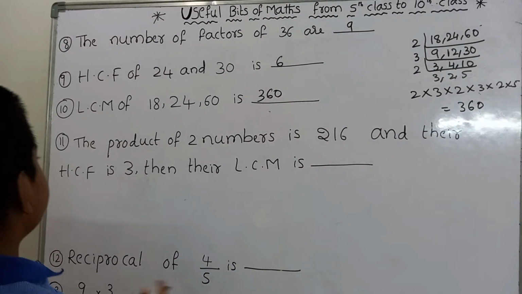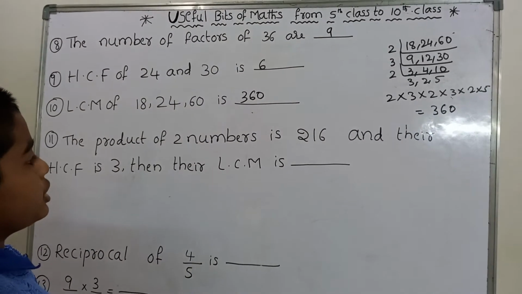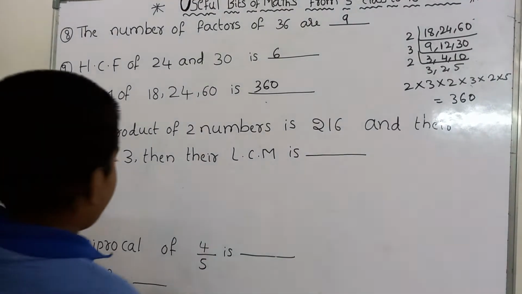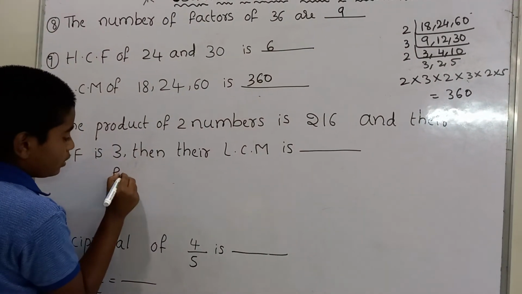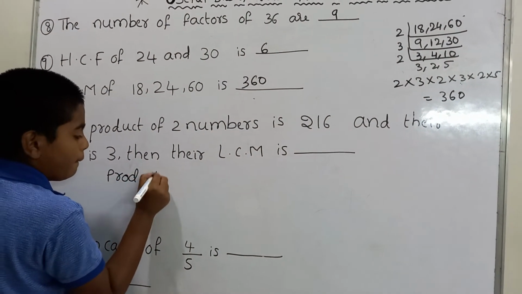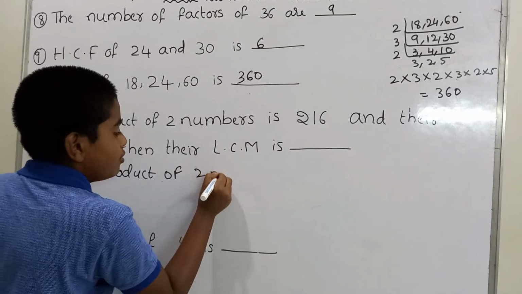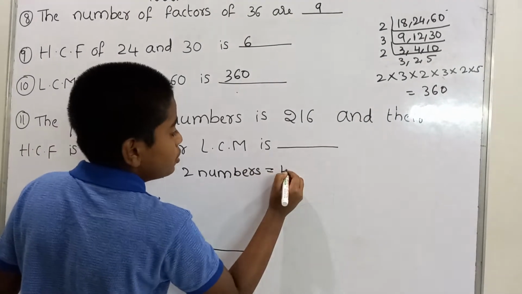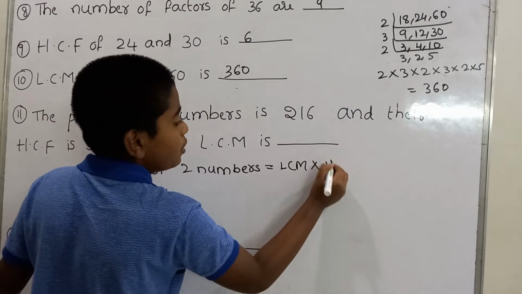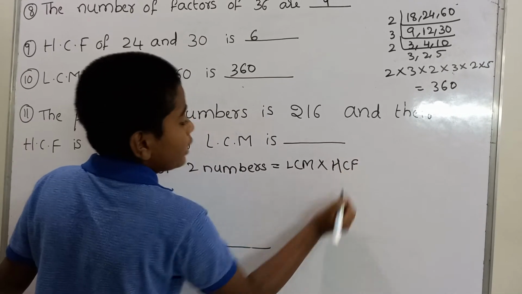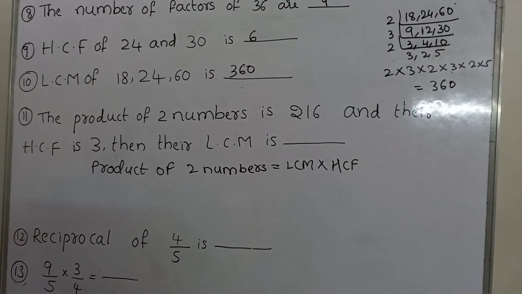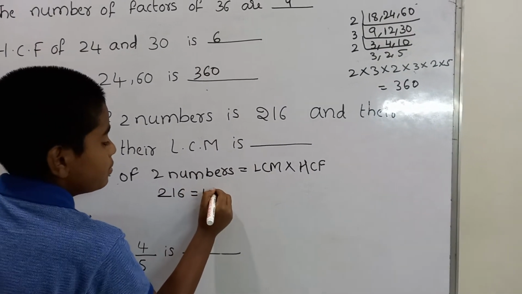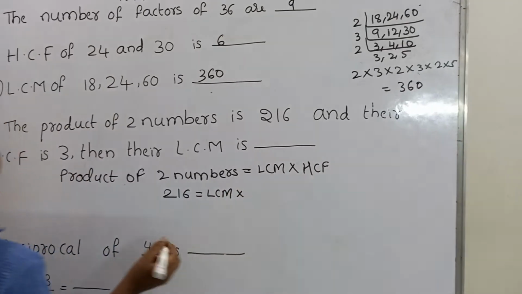So the LCM is 360. And next question is, the product of two numbers is 216 and their HCF is 3, then their LCM is. Here we have a formula, that is product of two numbers is equals to LCM into HCF. So here product of two numbers is 216 is equals to LCM into, here HCF is 3.